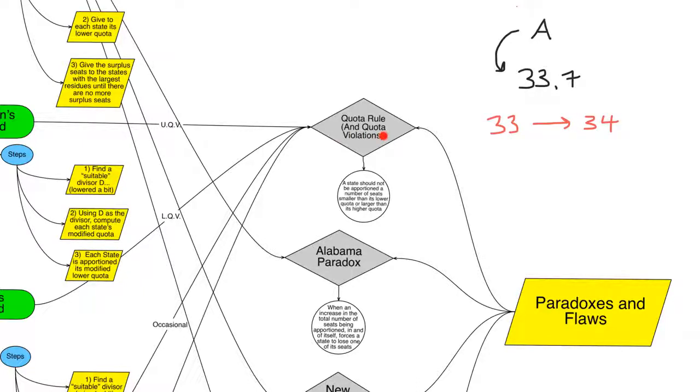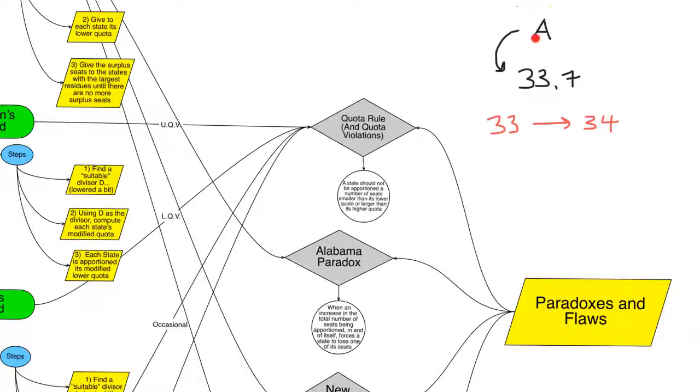Now, a quota violation is when the quota rule is broken. And the quota rule says that, okay, I don't care if you use Hamilton's method, Jefferson's method, or whatever. At the end of the day, if state A has a lower quota of 33 and an upper quota of 34, it should be against the rules that state A ends up with an amount of seats in Congress that are less than 33 or more than 34.